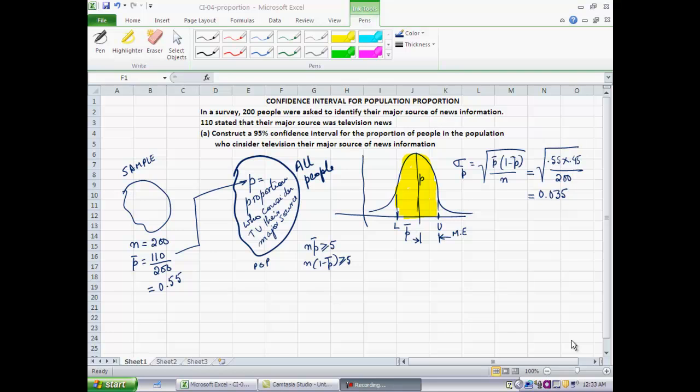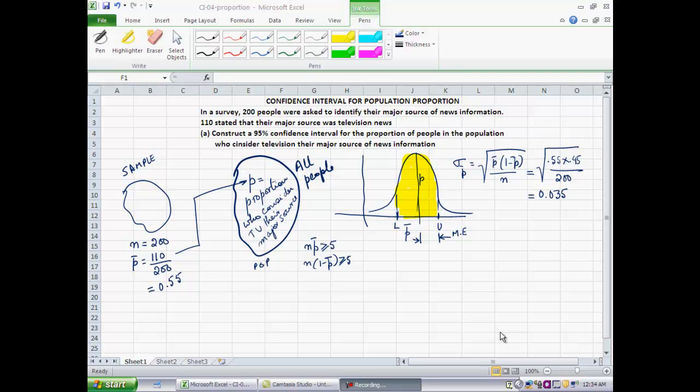So we know from our discussion of confidence intervals that what we are looking to develop here is a range. So I want to develop a lower limit and an upper limit such that I'm 95% sure that the true but unknown population proportion lies within that range.